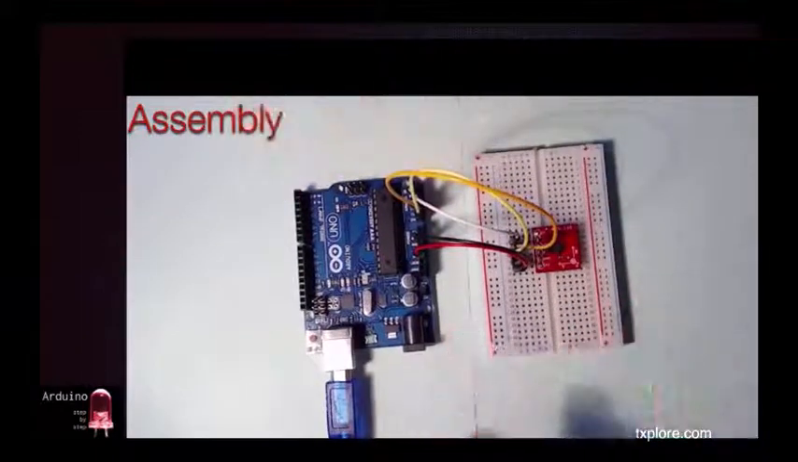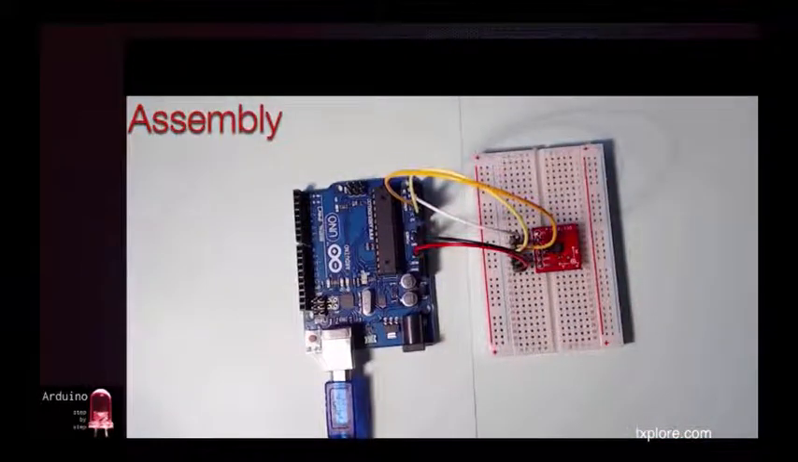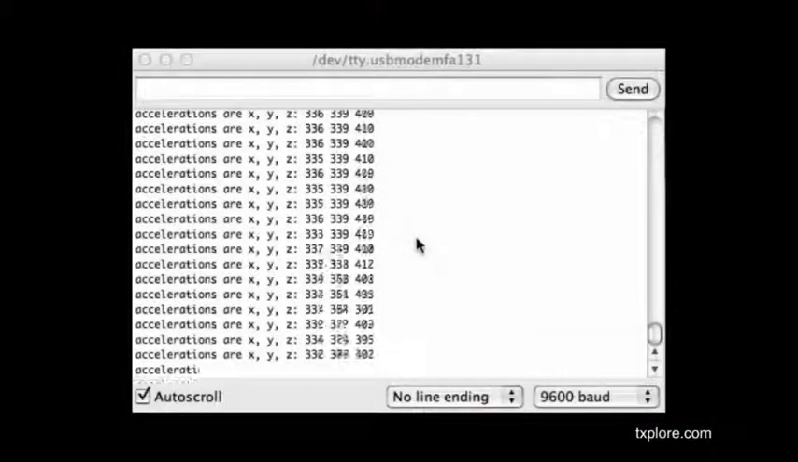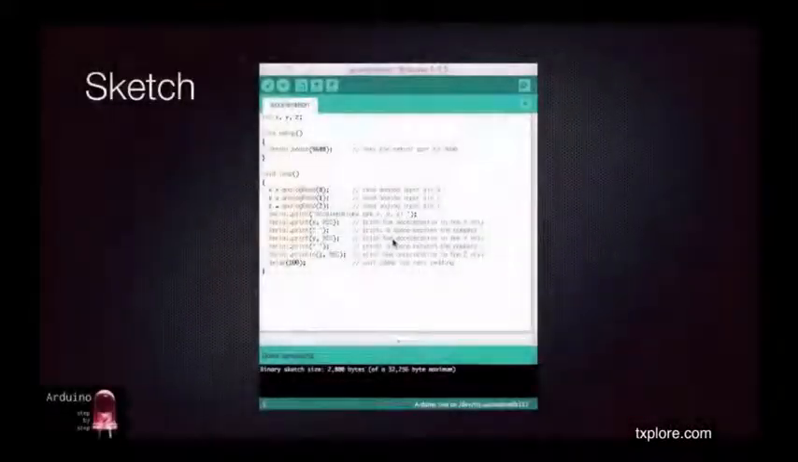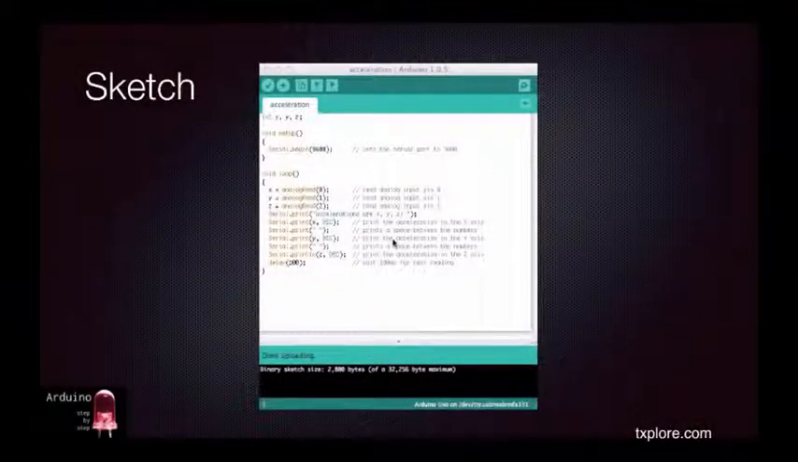With the wiring complete, we'll plug the Arduino into the computer and upload the sketch. And here's the output. As I'm moving the assembly up and down, just looking at the values that are produced by the accelerometer. And this is the sketch we've uploaded to the Arduino.